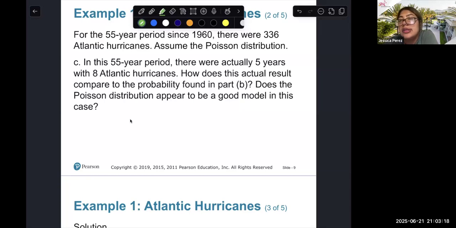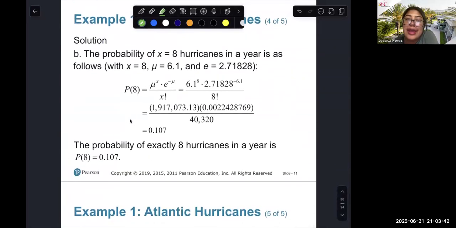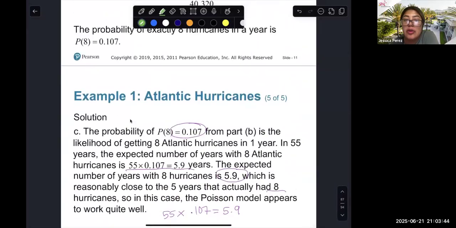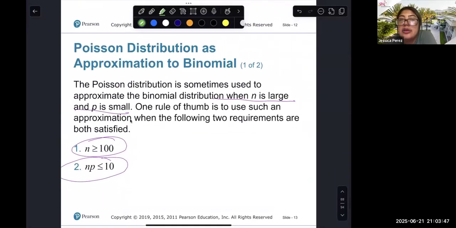And then for Poisson, section 5.3, it had to occur in an interval of time. It occurs in a sequence over an interval. We were able to find the mean, which was the most important variable for our formula for Poisson. And we know that if n is large enough and our probability is small, we can use the Poisson distribution to approximate a binomial. But again, that's only if n is greater than or equal to 100 and n times p is less than or equal to 10.